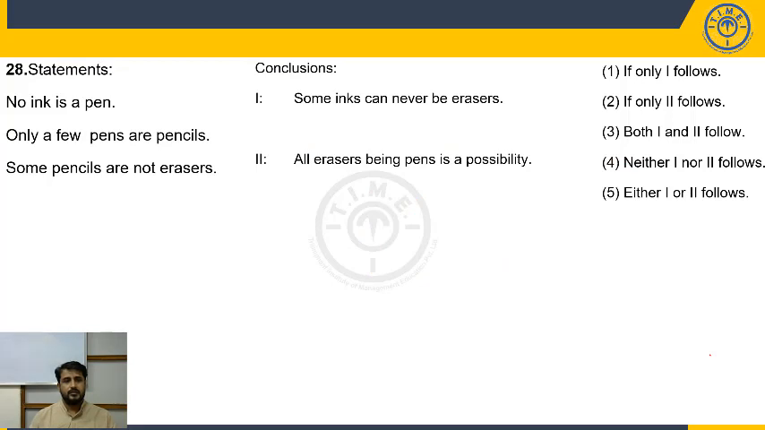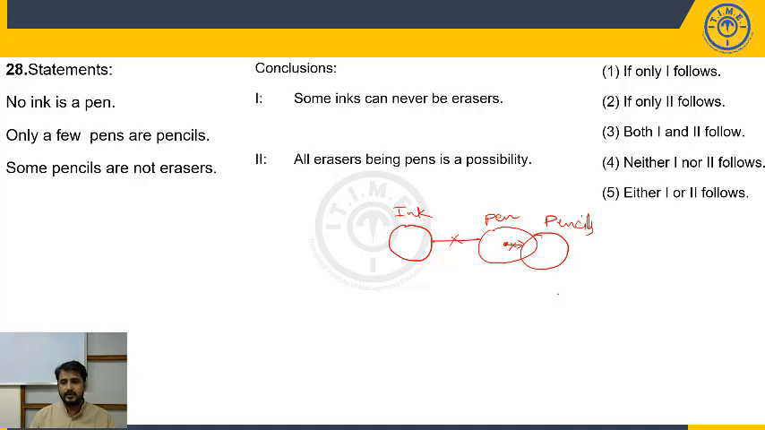No ink is a pen. So ink to pen there should not be any relation. Only a few pens are pencils. So definitely some part of the pen should be outside the pencil.